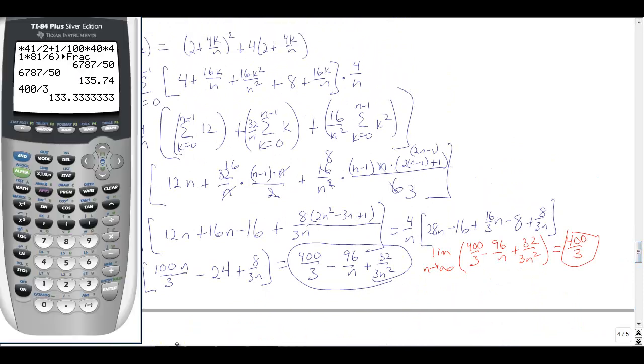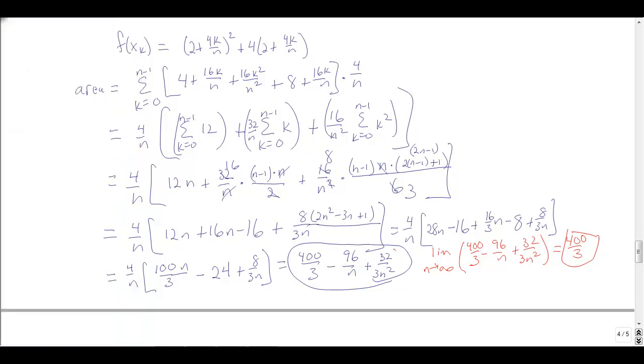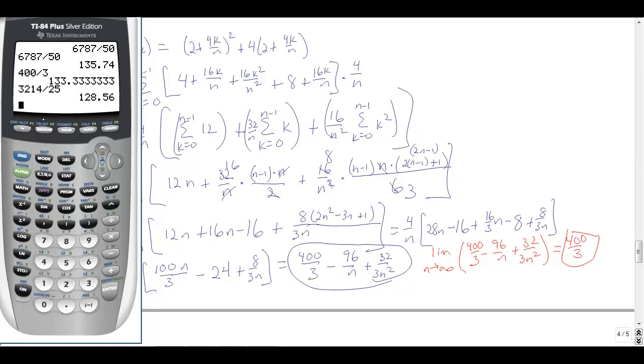So what we could do is, the idea is if you plug in a 20, just type it in, 3214 divided by 25, that was my left intervals. If you plug in an n equals 20 to this formula here, you should get that 3214 over 25, or 128.56. So 400 divided by 3 minus 96 divided by 20 plus 32 divided by, in parentheses, 3 times 20 squared. And that spits out the same thing. So it sort of checks the answer earlier.